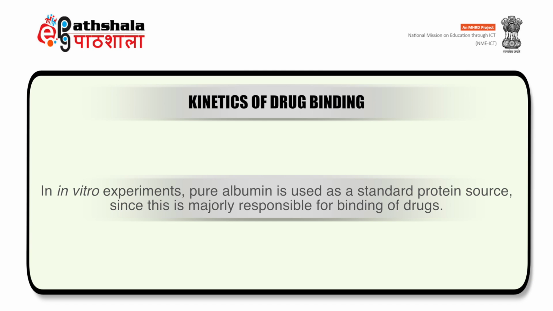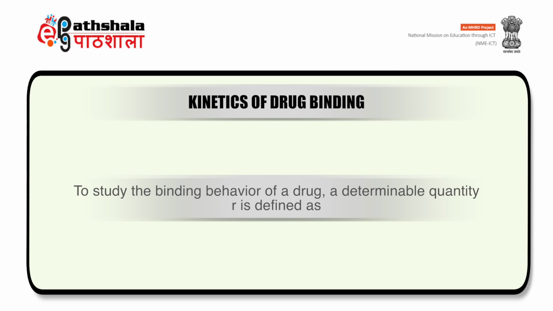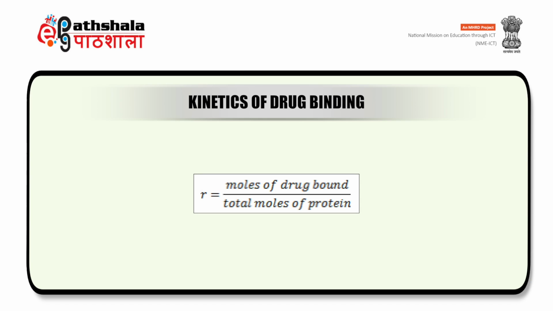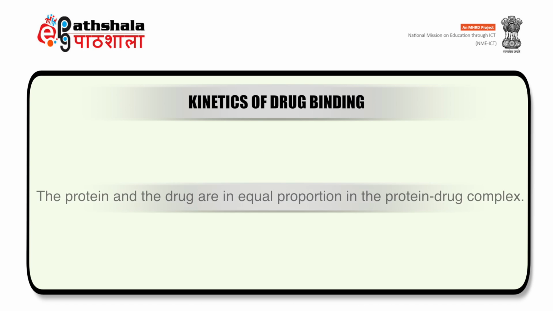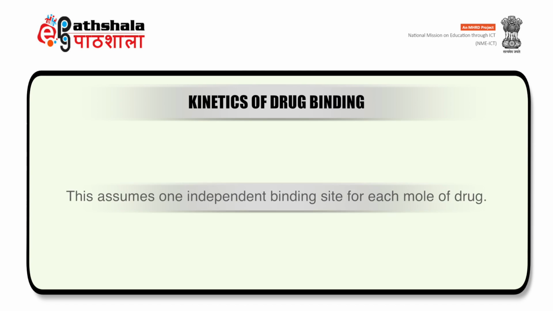In the in vitro experiments, pure albumin is used as a standard protein source, since this is majorly responsible for the binding of the drugs. To study the binding behavior of a drug, a determinable quantity R is defined, which is the number of moles of bound drug upon total moles of the protein. Equations 5 and 6 are applicable to the situation when there is a sole protein binding site and the protein and the drug are in equal proportion in the protein drug complex. This assumes one independent binding site for each mole of the drug.